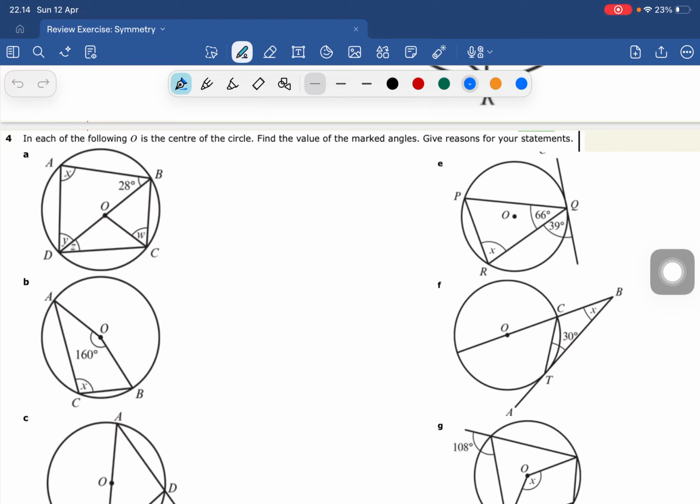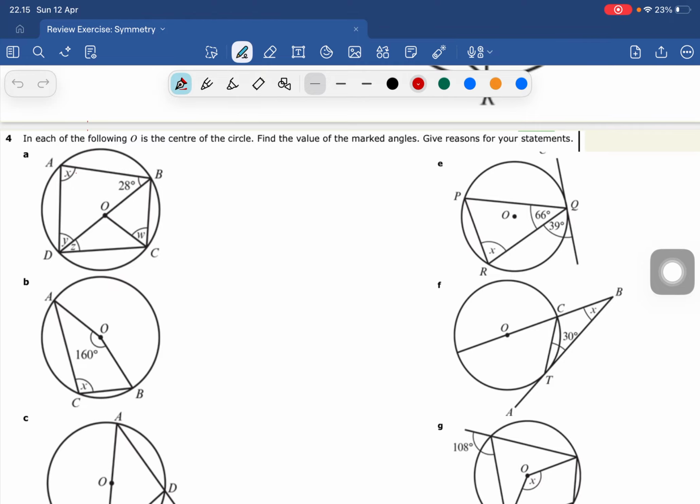Hi, in this question, I'm going to review exercise for the symmetry. So, number 4, in each of the following, O is the center of the circle. Find the value of the marked angles, give the reasons for your statement. Okay, let's start with A.